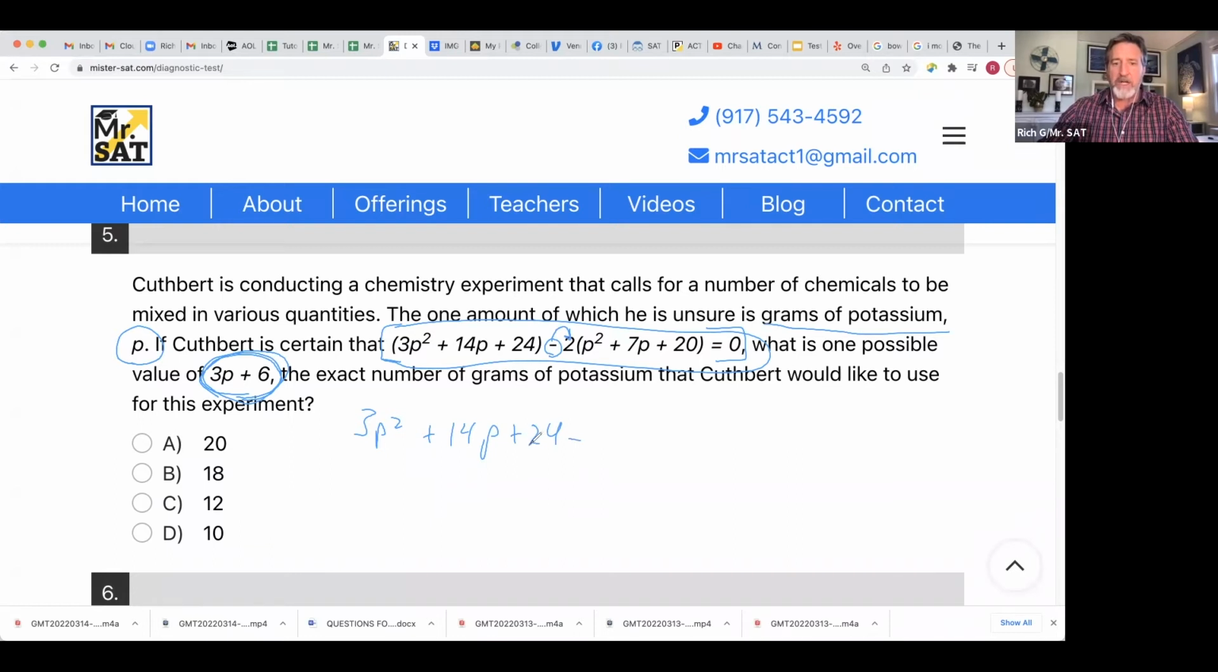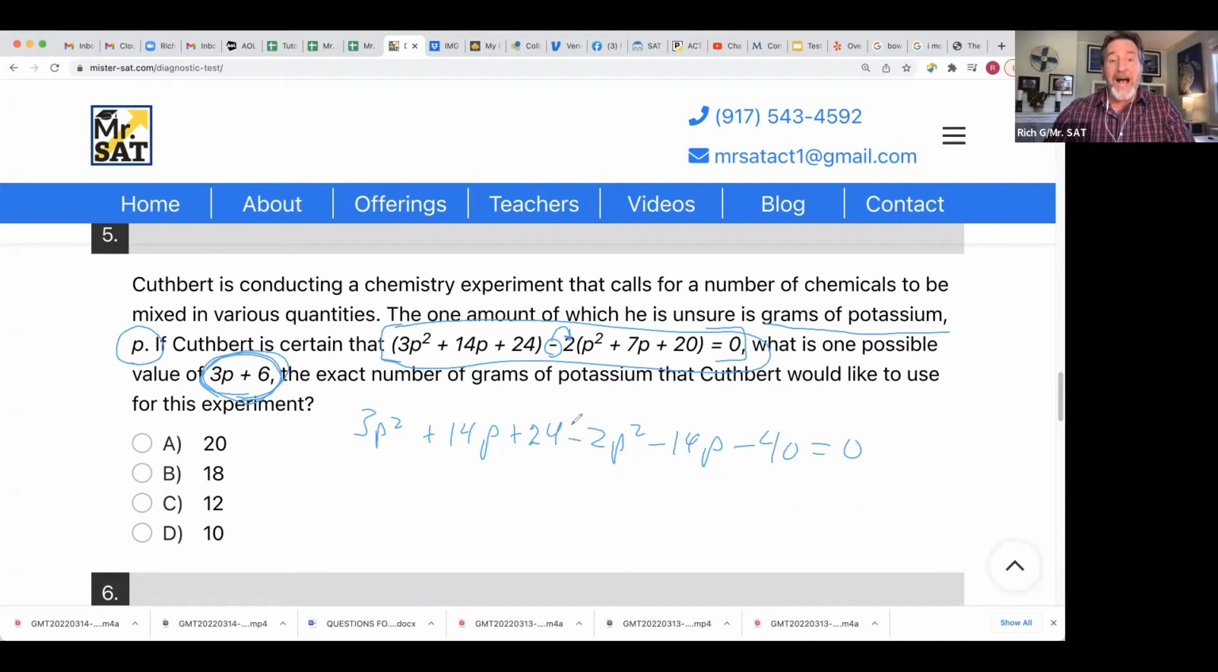Okay, smart kids miss minuses more than anything else. Okay, and you're all smart kids. I don't say anything about dumb kids. There's no dumb kids. People miss minuses. Minus 2p squared minus 14p minus 40 equals 0, right? I just distributed a minus 2, minus 2p squared minus 14p minus 40.